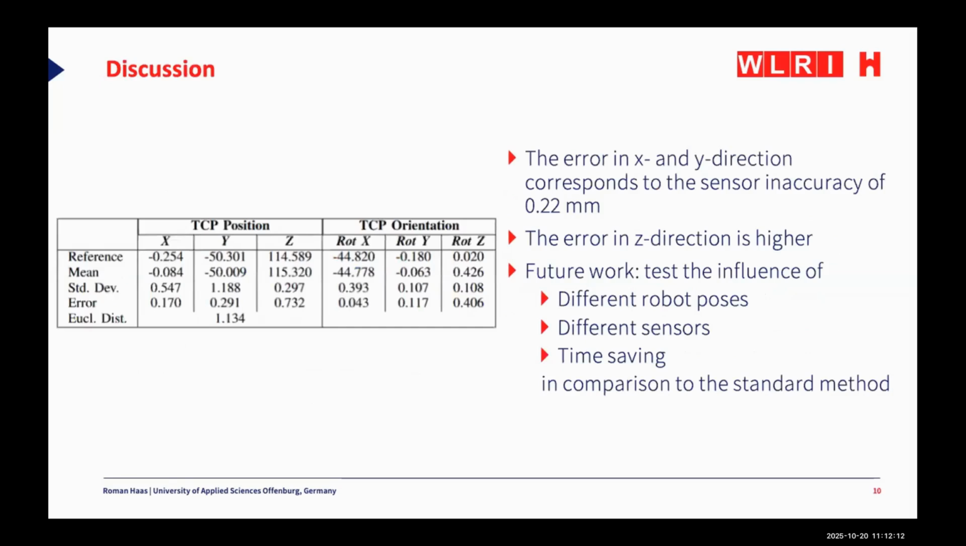So this leads us to the discussion. Why is the Z error much higher? The error in X and Y direction actually corresponds quite well to the measurement uncertainty, or the inaccuracy, of the 3D sensor, which was 0.22 millimeters, and the error in Z direction is obviously higher. You also see the standard deviation for Y is quite big, but we have to investigate that further. So this paper was more about whether the method works. You see it is working, but there has to be some improvement in the future to get a higher accuracy.